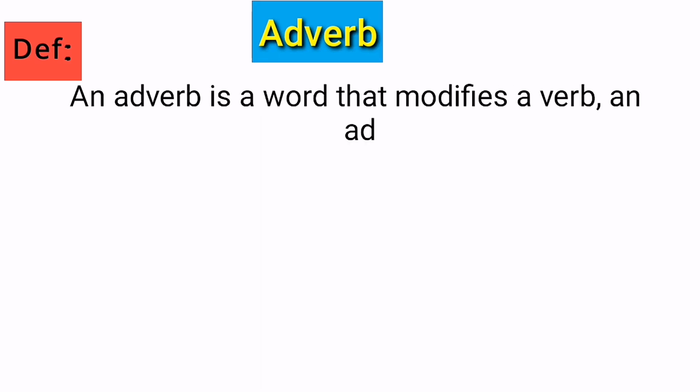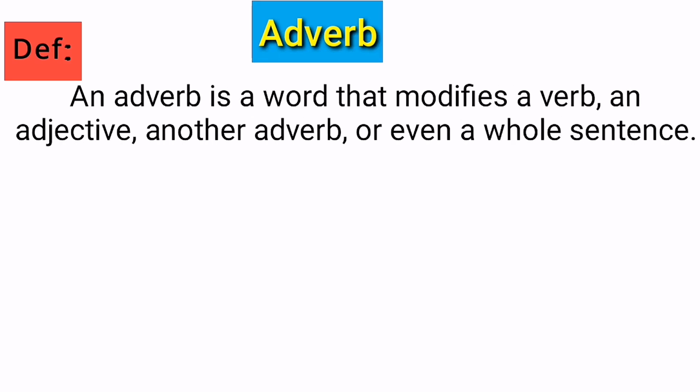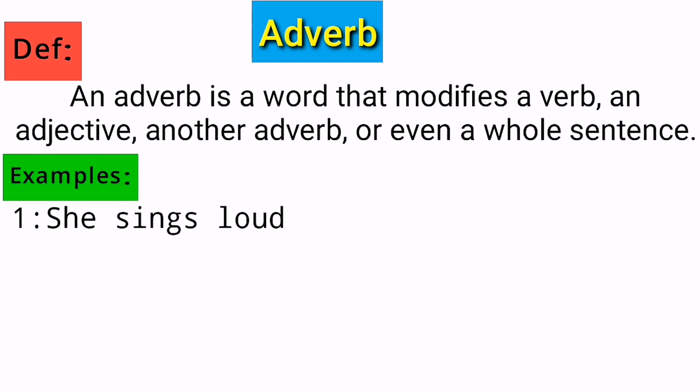An adverb is a word that modifies a verb, an adjective, another adverb, or even a whole sentence. Basically, it means that an adverb is nothing but just a word that modifies a verb, an adjective, another adverb, or even a whole sentence. For example, she sings loudly. Here the adverb, loudly, modifies the verb, sings, in the sentence. It tells us how she sings.